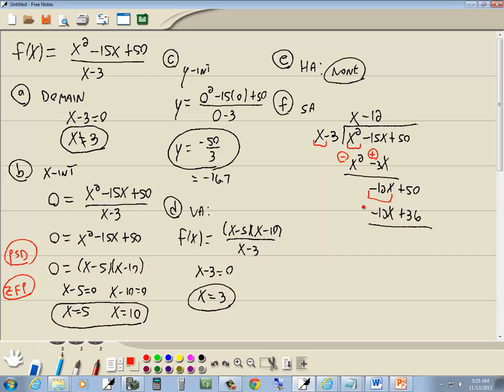We're going to subtract that line, which means flip signs. So this negative 12x becomes positive. This positive 36 becomes negative. Negative 12x plus 12x drops away. 50 minus 36 is 14. Now what we're dividing by is x minus 3, which has a degree of 1. We came up with 14, which has a degree of 0. When the degree of this is less than what we're dividing by, this is your remainder. And for a slant asymptote, we drop the remainder. So our slant asymptote is going to be y is equal to x minus 12.